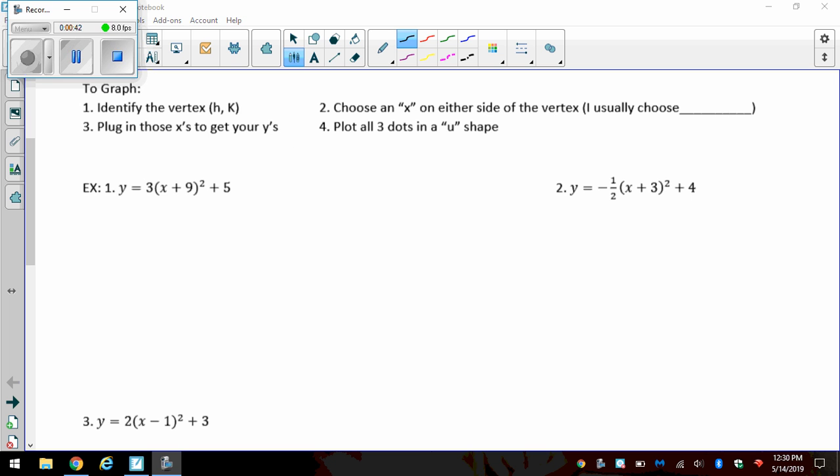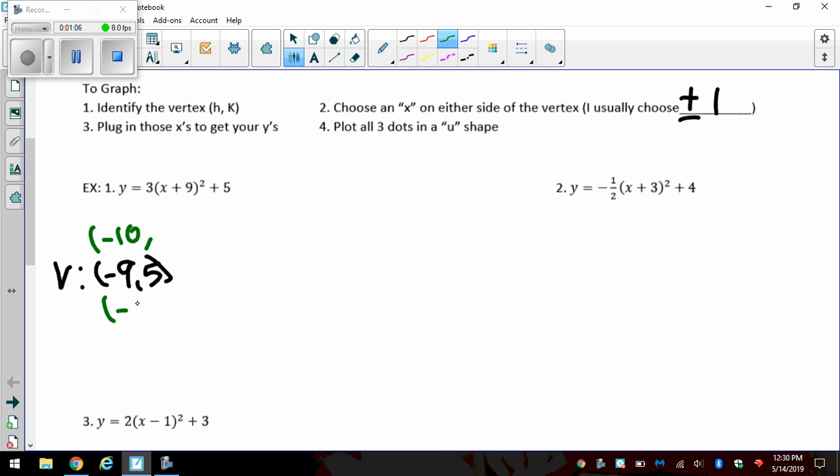So now, in order to graph it, the first thing you're going to want to do is to identify your vertex, the h, k. So it's going to be the opposite of the inside number and your outside number. So for this one here, my vertex is -9, 5. And then the next step says you want to choose an x on either side of the vertex. I always choose just one above and one below the vertex. So in this case here, I'm going to plug in -10, and then I'm going to plug in -8.